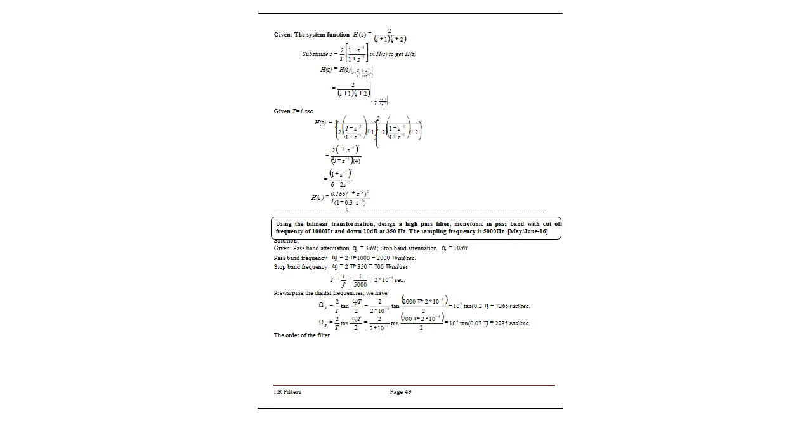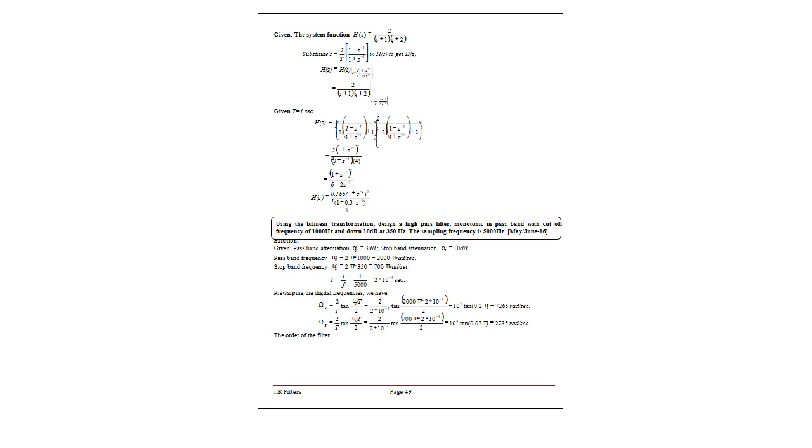So H(z) is equal to H(s) where s is equal to 2 by T into (1 minus z inverse) by (1 plus z inverse). So that is 2 by, substitute the values for s equal to 2 by T into (1 minus z inverse) divided by (1 plus z inverse). Then we have to substitute T is equal to 1 once again, we will get the answer as H(z) is equal to 0.166 into (1 plus z inverse) the whole square divided by (1 minus 0.3 z inverse).